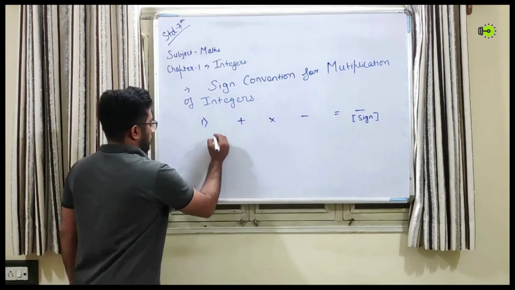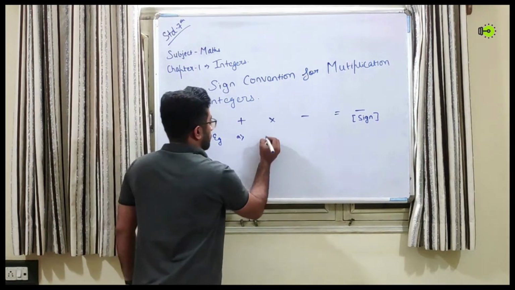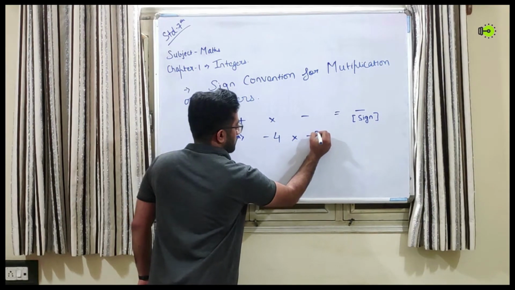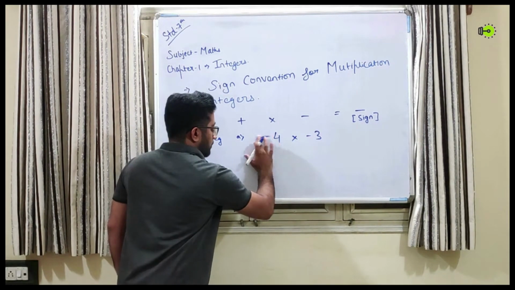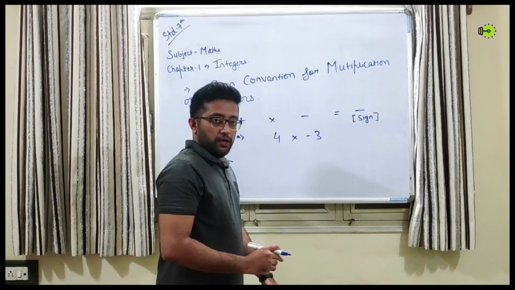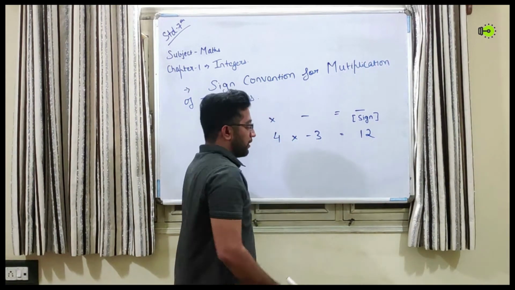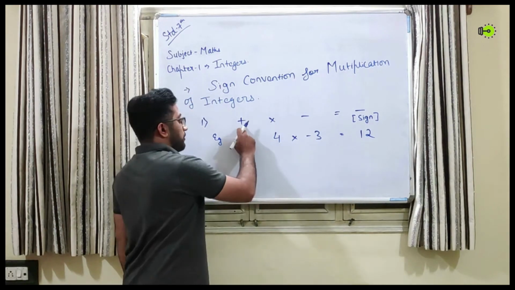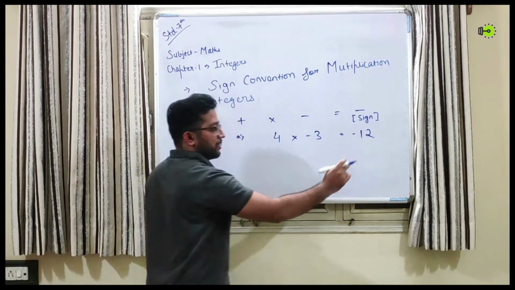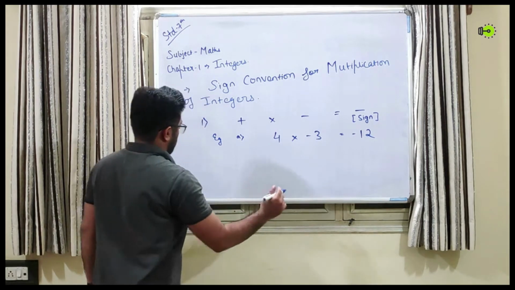Let us try to understand with the help of an example. Suppose we have a positive 4 multiplied by minus 3. What will be our answer? 4 threes are 12, and according to the rule, plus into minus, you have to put the sign of minus. Very simple, very easy. It is not complicated as such.